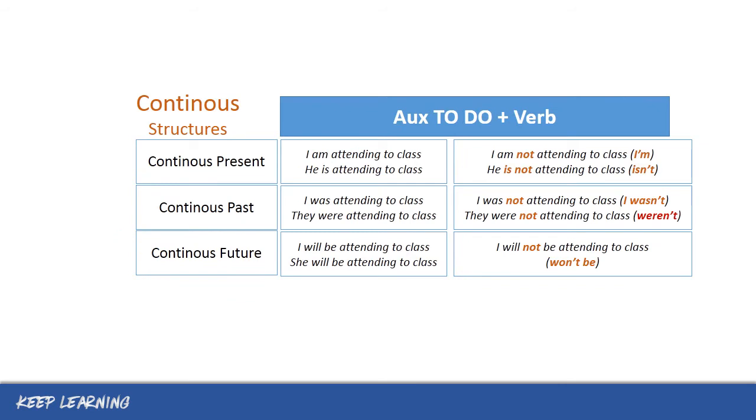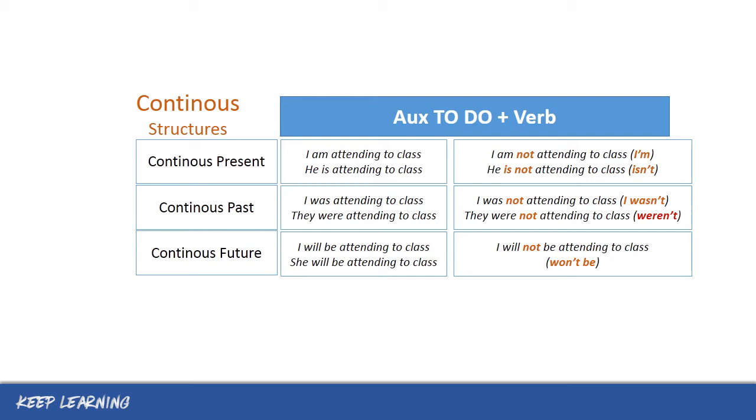Here we have some examples of each one of the structures. You can see the continuous present. You can say I am attending to class. The negative form is I am not attending to class, or you can say I'm not attending to class. The continuous present for the third person is he is attending to class, or he is not attending to class, or you can make it short by saying he isn't attending to class.